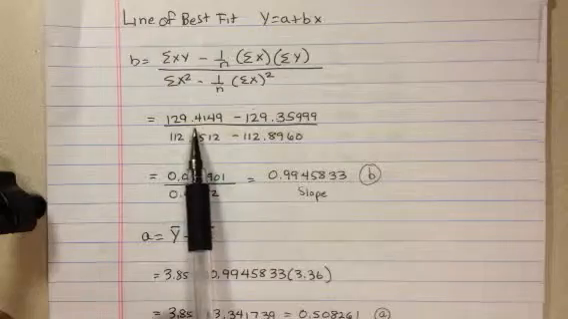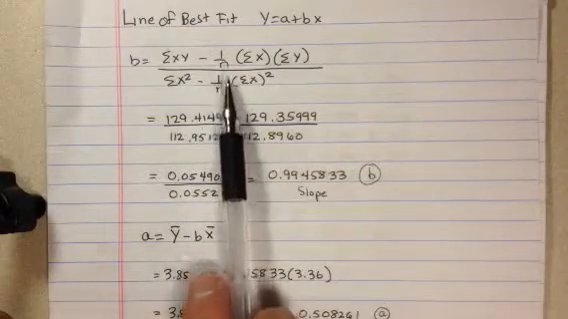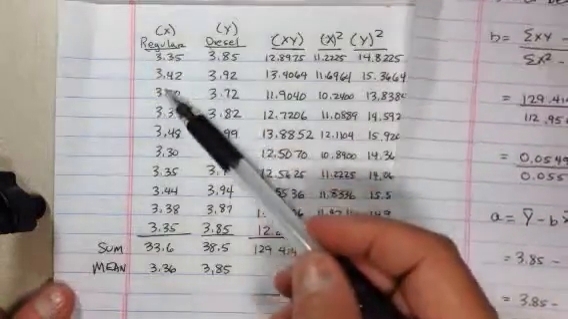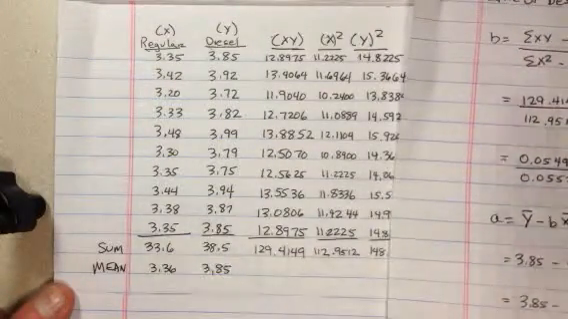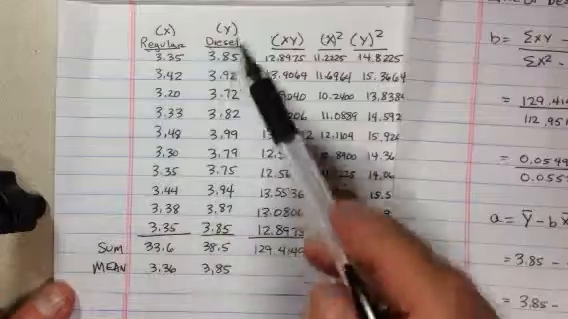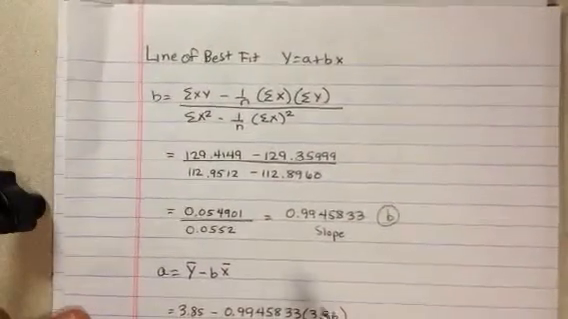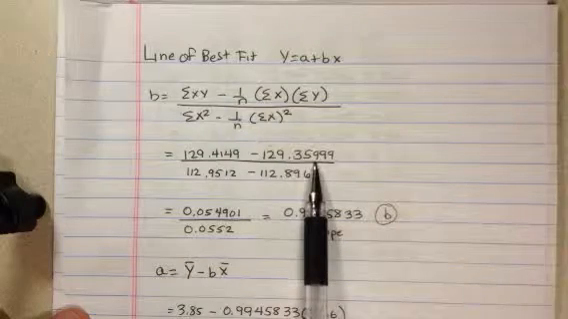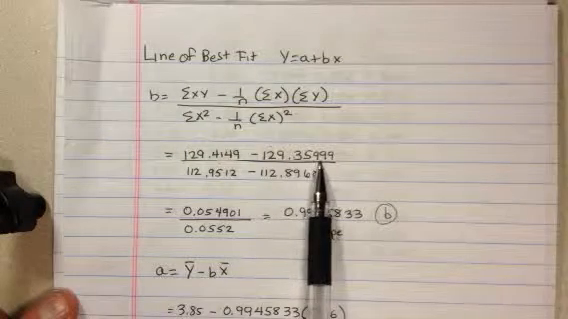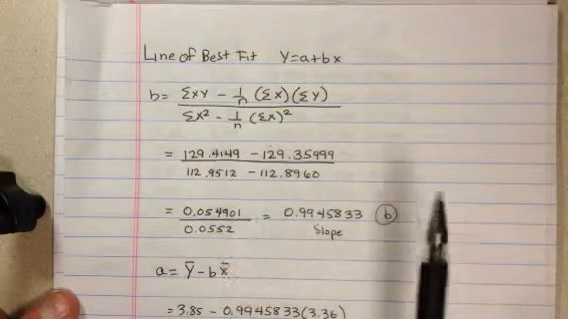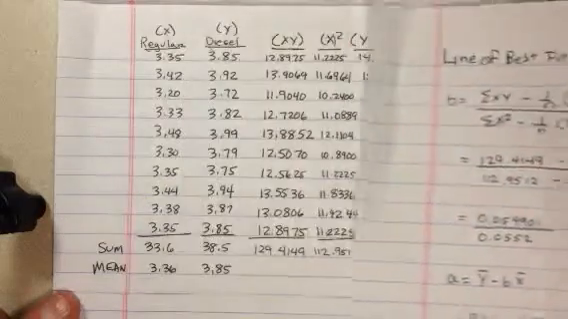So we can see that's 112.4149. That's this number. 1 over n is 1 over 10. Sum of x is the sum of the x values, 33.6. The sum of the y values is 38.5. When we plug those in, we get 129.3599. Then in the denominator, the sum of the x squareds.